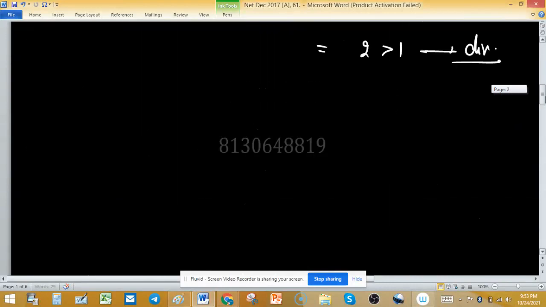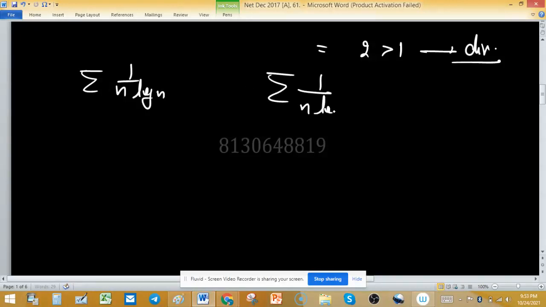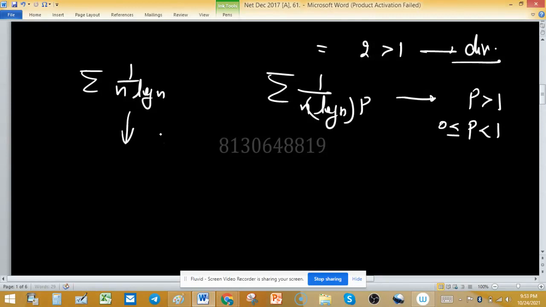Now option C is summation 1 upon n log n. Whenever a series is given of the type 1 upon n (log n) raised to the power p, the series is convergent when the value of p is greater than 1. The series is divergent when the value of p is greater than 0 and less than or equal to 1. So in this series, we can see the value of p is 1. So this series is divergent.